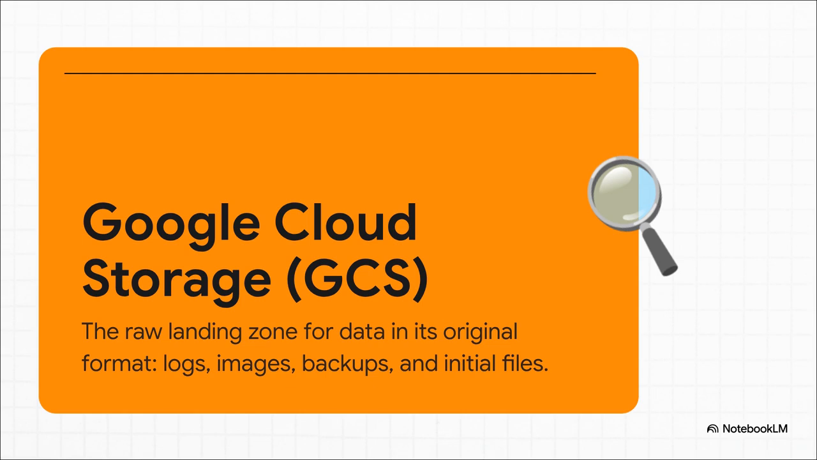The very first stop for our data is Google Cloud Storage, or GCS. Think of this as the big, messy bulk storage area in the back. It's the raw landing zone where you just dump everything exactly as it arrived. All the CSVs, logs, images, you name it. It's incredibly cheap, super durable, and absolutely perfect for just holding on to data before you've done anything to it.